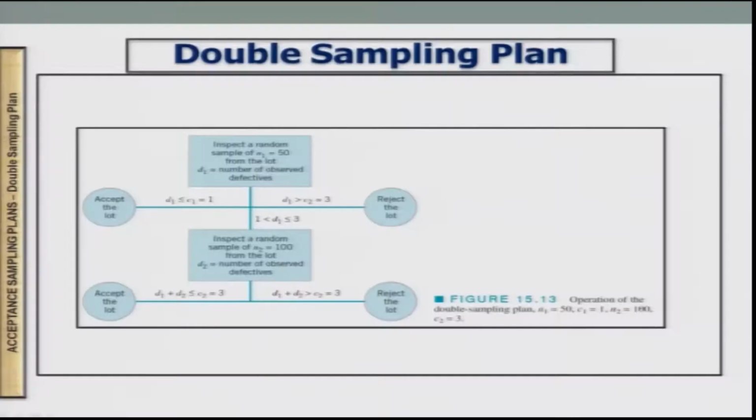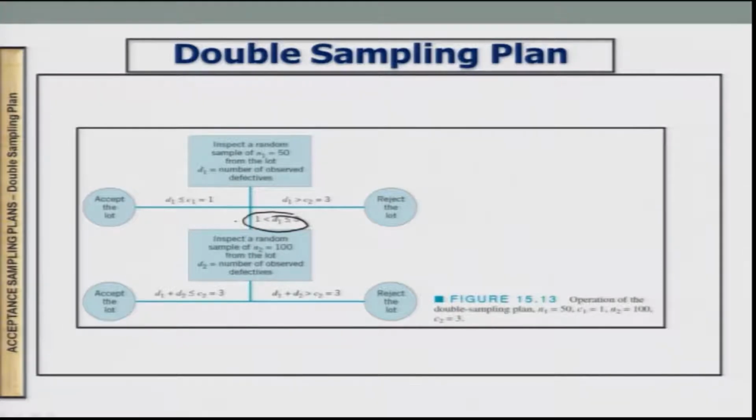This is what is mentioned at the place where I am pointing my finger, or let me make it more explicit, where I am circling this. If D1 is between C1 and 3, you inspect a second sample of 100 observations from that lot. D2 is the number of defects observed, and then you find the sum of D1 and D2. If D1 plus D2 is greater than C2, you reject that lot. If it is less than or equal to 3, you accept that lot.